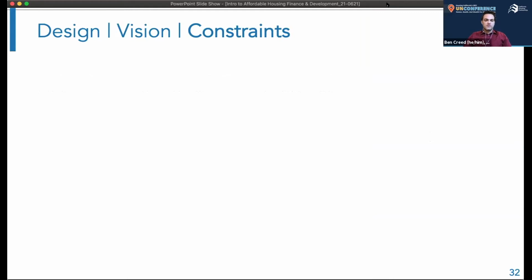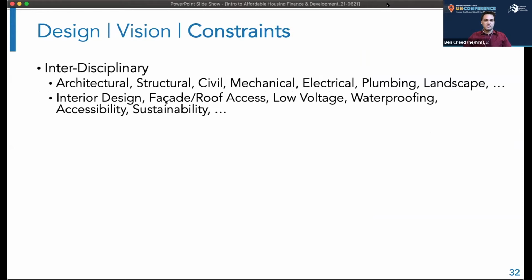So your vision will also be affected by many practical constraints. Your architect and interior designer are going to be working within the bounds of all sorts of structural and other engineering considerations, accessibility, environmental sustainability. A lot of these items that you see on the slide, and really many other trades, many other disciplines, are going to provide their own limits for what you can do design-wise.